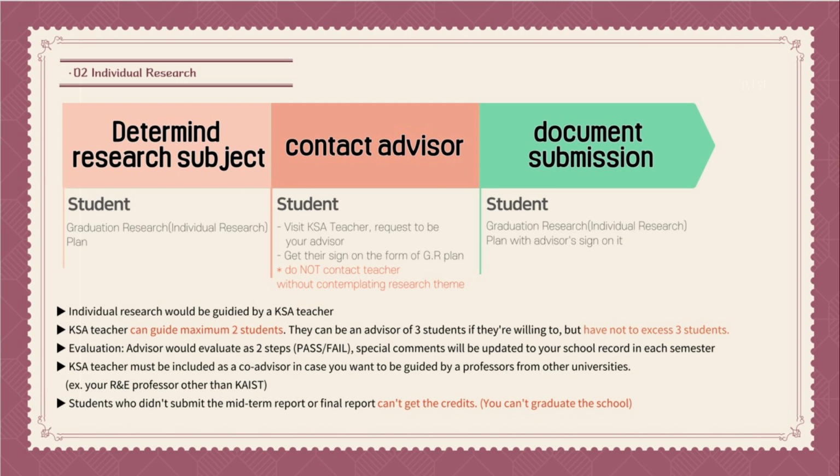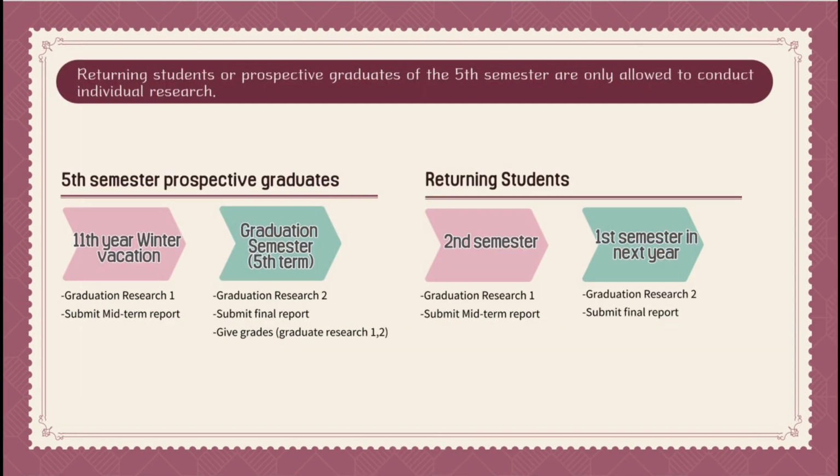First, individual research is guided by a KSA teacher, and they can have 2 to 3 students, maximum 3 students. Also, they will grade you by pass or fail, and it will be uploaded and recorded on your school record. And the KSA teacher should be included as co-advisor if you want to do the graduation research outside KSA but not KAIS. And students who didn't submit the midterm report or final report will not get the credits for the creative research activities.